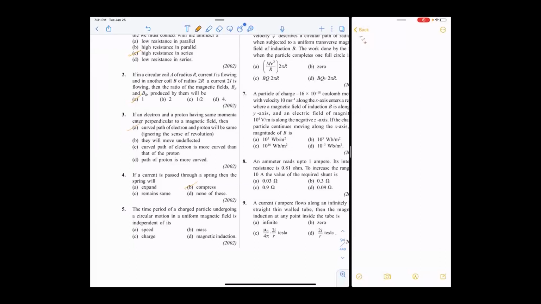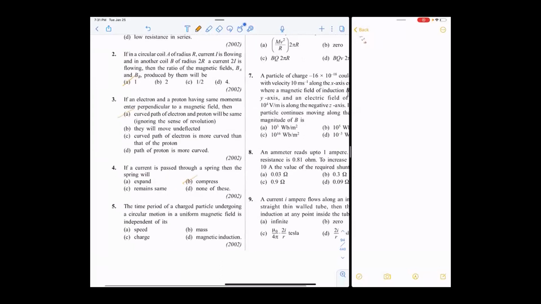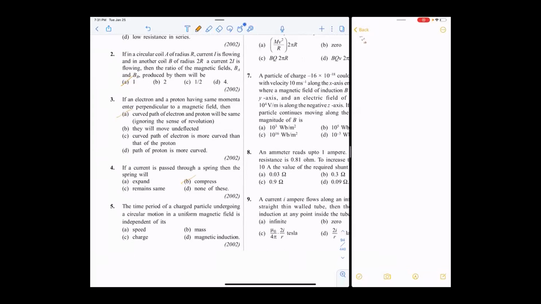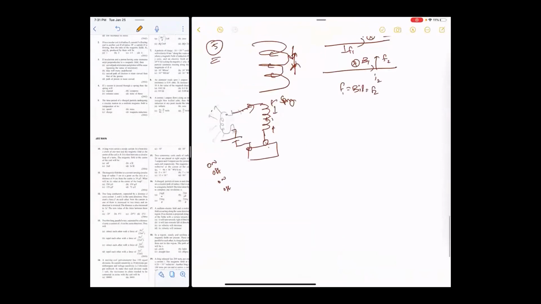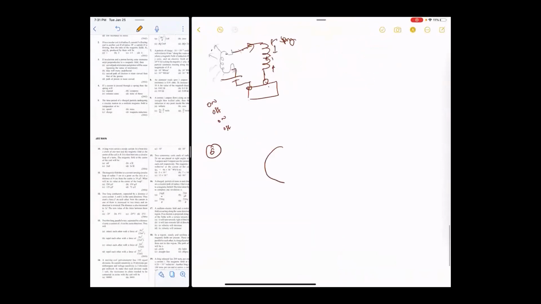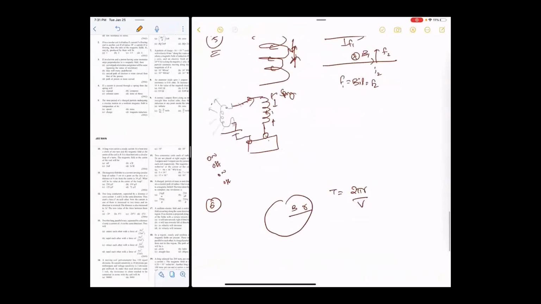Fifth one: the time period of a charged particle undergoing circular motion in a magnetic field is independent of what? So using the previous formula, we have to find the time period. How to find the time period? There is a circle, magnetic field is B, radius is R, time period is 2 pi R by V. So what is the radius? Already we have solved. Radius is mv by qB. You have to remember this, I cannot help you out. If you cannot remember, you have to solve it in the exam.